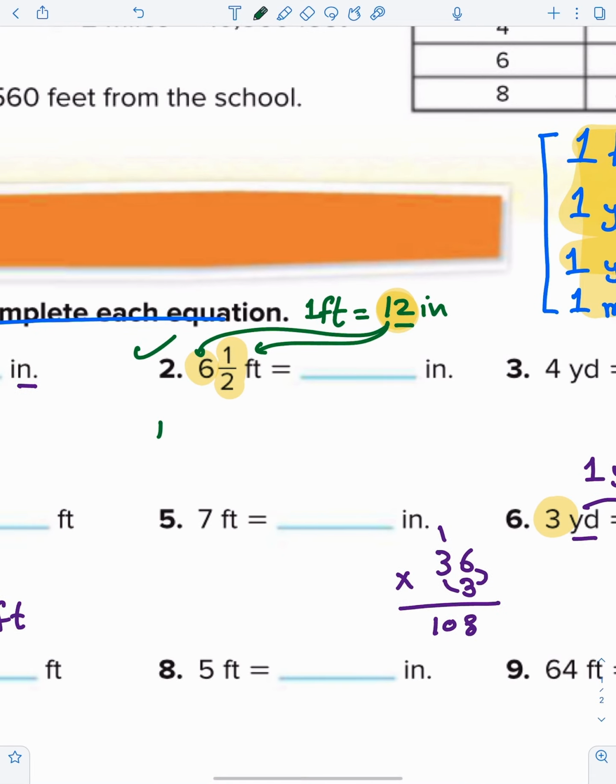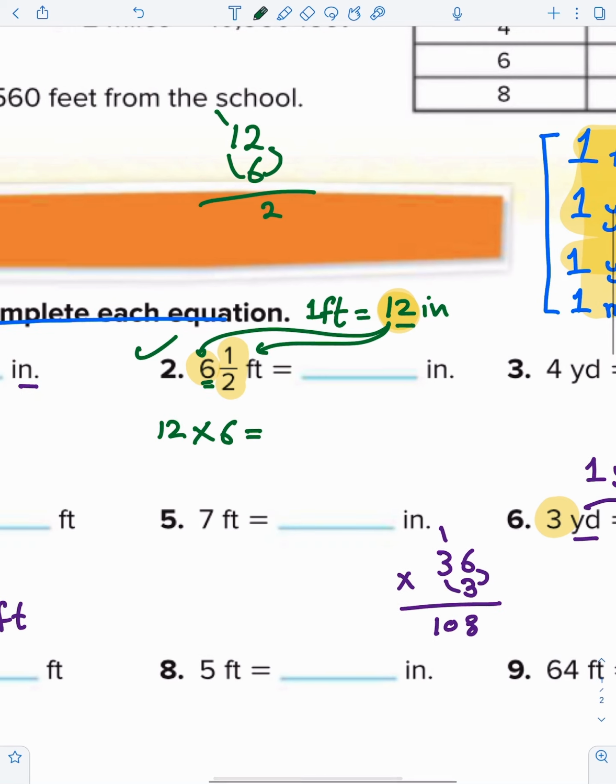First, 12 multiplied by the number 6. 12 multiplied by 6, we could do that here. Let's do it. 12 times 6. 6 times 2 is 12. 2 down, 1 up. 6 times 1 is 6 plus 1 is 7. So the first part is 72.